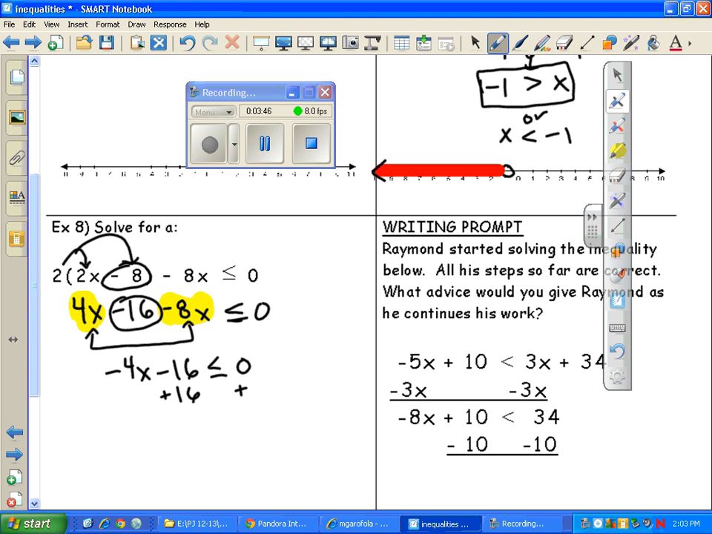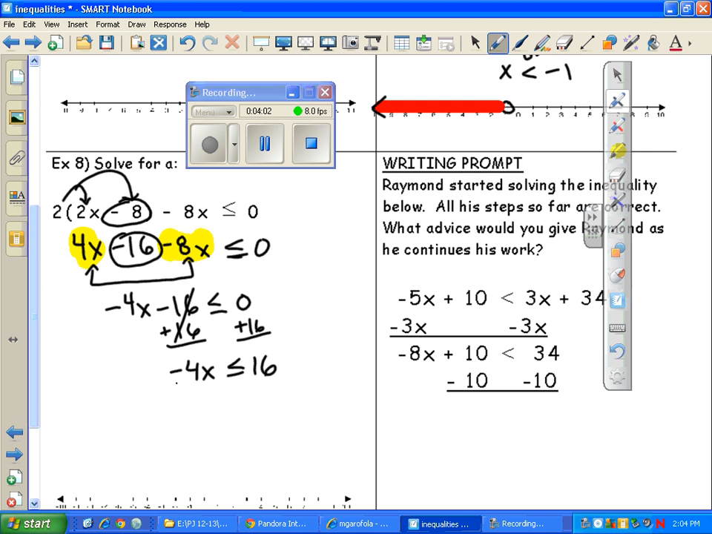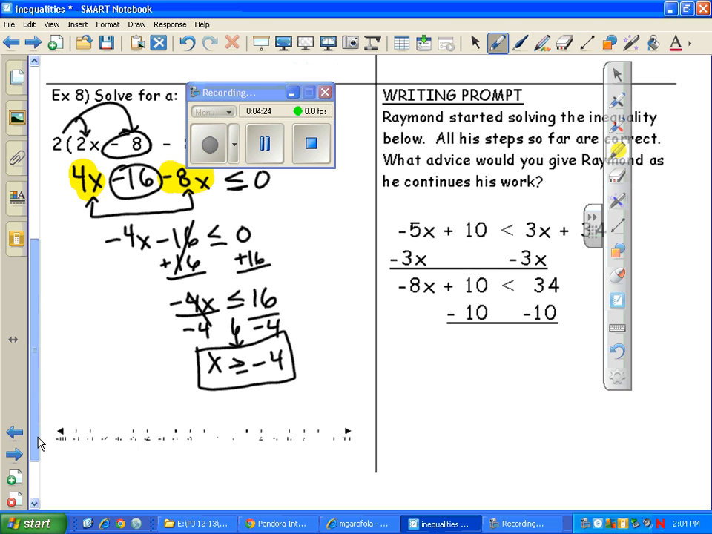I want to get my variable expression by itself, so I'm going to add 16 to both sides since we had minus 16 here. Bring down negative 4x, and I have negative 4x is less than or equal to 16. Now I'm ready to divide. Once again, I'm dividing by a negative value. I'll need to be sure that I'm pulling the old switcheroo with my inequality symbol. So less than or equal to is going to become greater than or equal to in my solution set. 16 divided by negative 4 is negative 4. So the answer to example 8 is x is greater than or equal to negative 4.